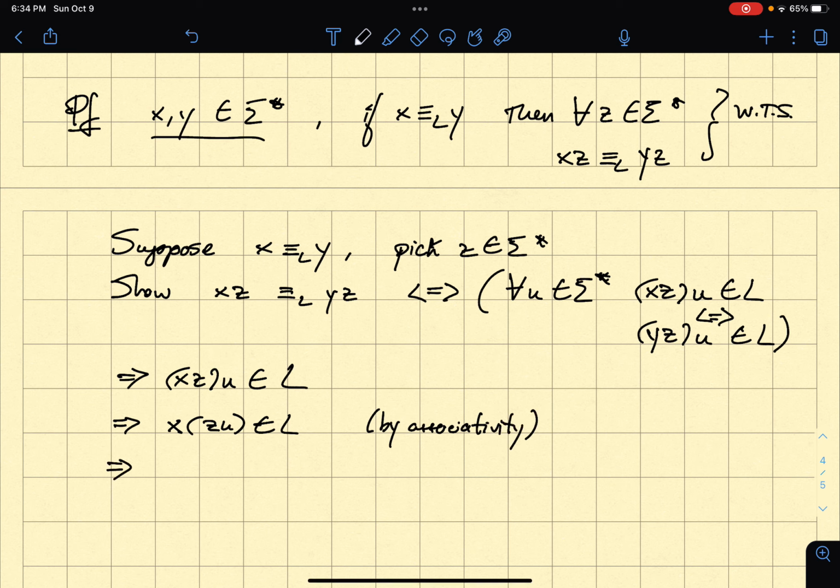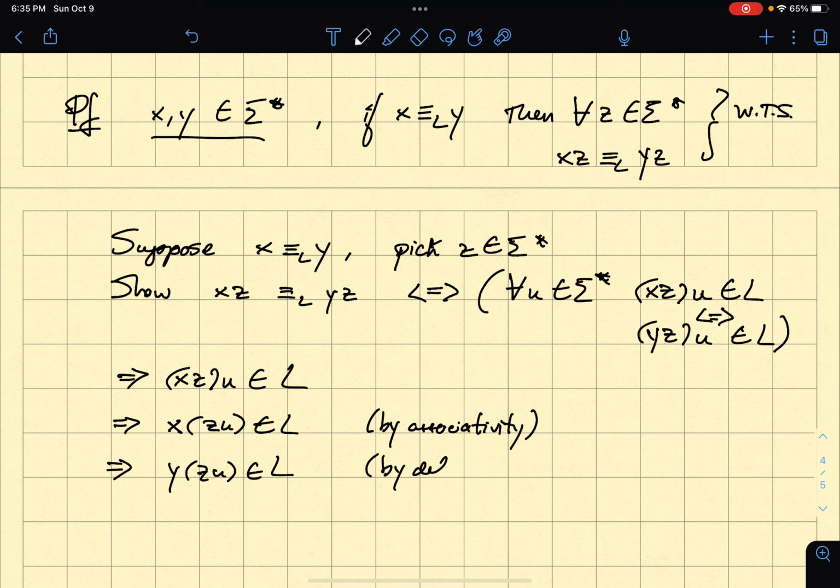Okay, and so what does this imply? Well, this implies that x and then zu is in L, and we know that x and y are related via this initial equivalence relation. But what does this equivalence relation tell me? It tells me that x and then a string is in L if and only if y and then the string is in L. So this is the definition of the equivalence relation. And so by definition of the equivalence relation, if this is true, then yzu must also be in L.